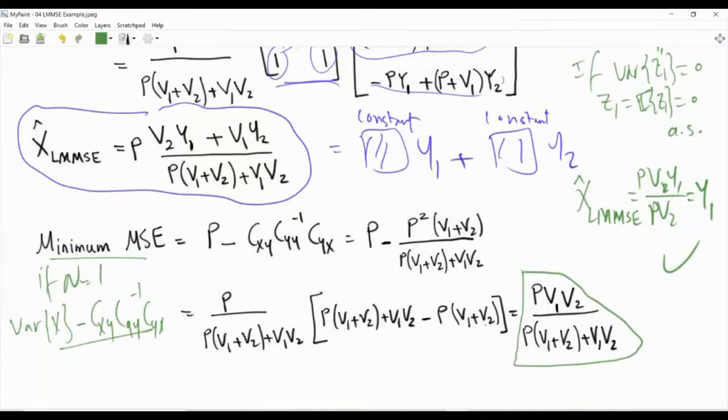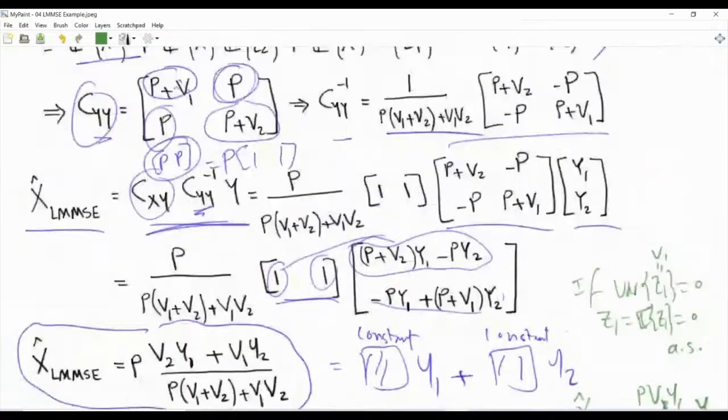As you can see from the formula of the minimum mean squared error, if V1 is equal to 0 or V2 is equal to 0, the minimum mean squared error will be 0. It will be 0 because in that case, if either V1 or V2 is equal to 0, you have an uncontaminated observation of X, and you can just use it as your estimate for X. It will be a perfect estimate, meaning that the mean squared error will be equal to 0.